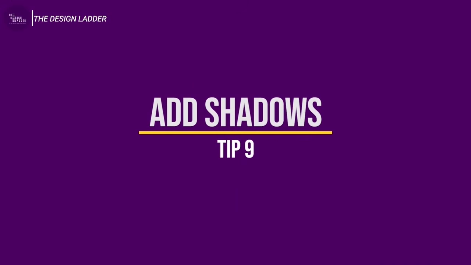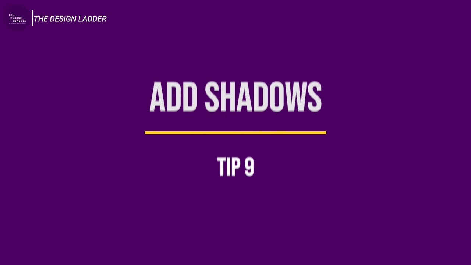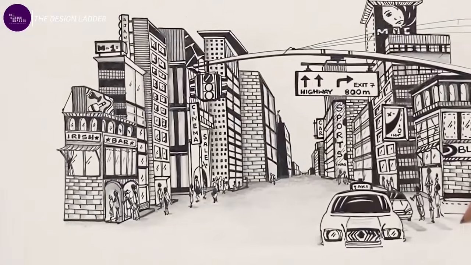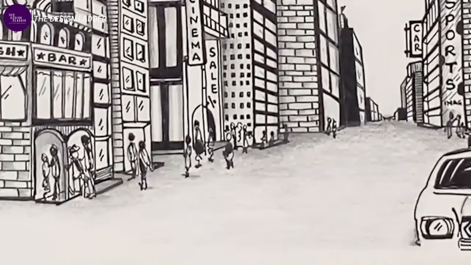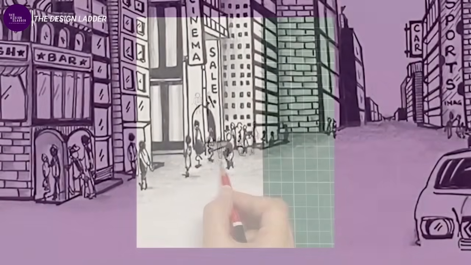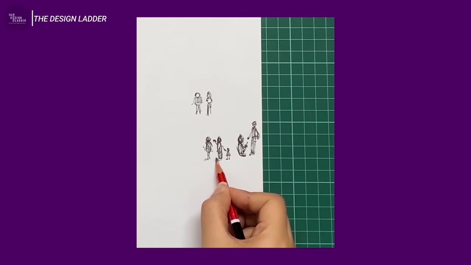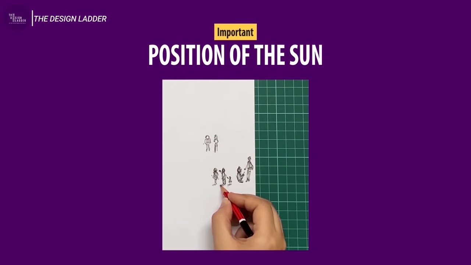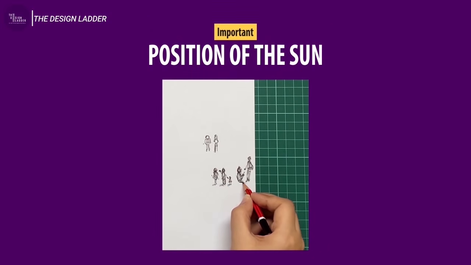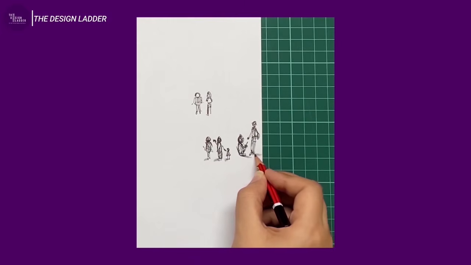Tip number 9 is add shadows. If you really want an edge over the other students and want to score more marks, always keep in mind to add shadows in the perspective. Shadows to the people, shadows of the buildings. Keep in mind what time of the day is specified in the question. According to that, where the sun will be. So, according to the sun's position, where the shadow will fall.